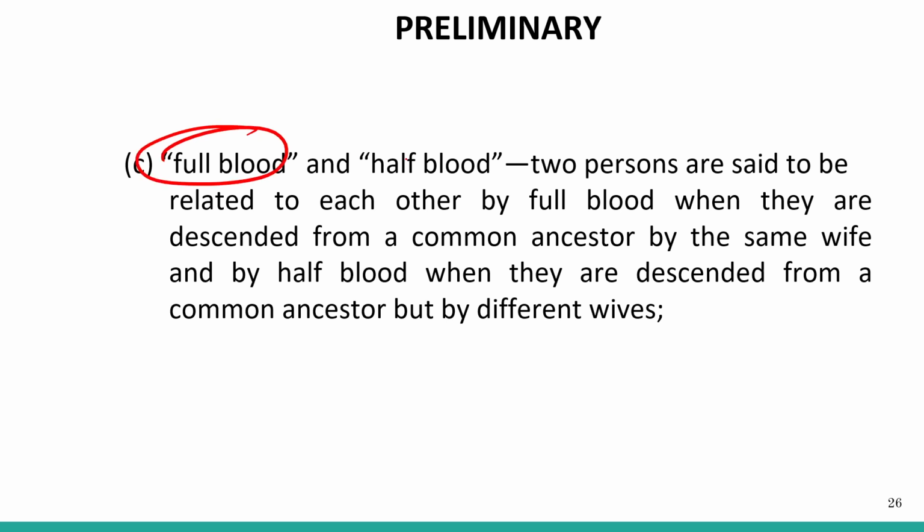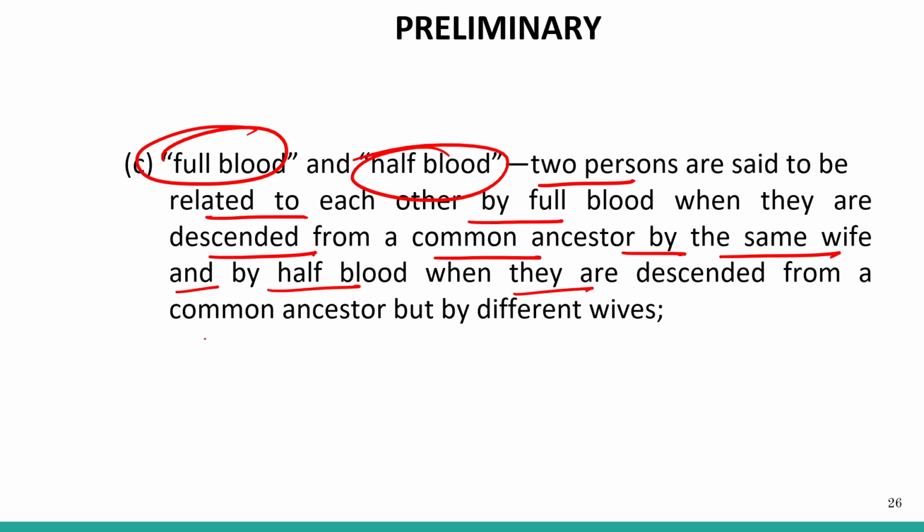Full blood and half blood are important, because sometimes there will be questions on exactly what full blood and half blood are. Two persons are said to be related to each other by full blood when they are descended from a common ancestor by the same wife, and by half blood when they are descended from a common ancestor but by different wives.